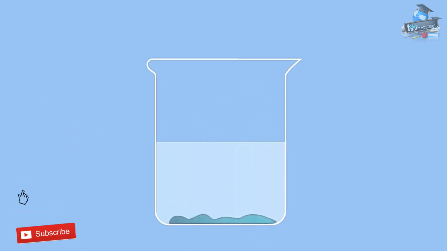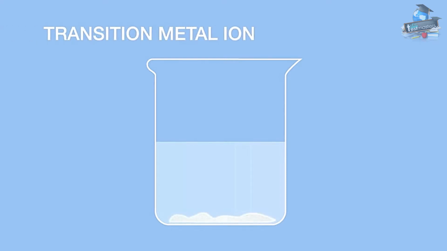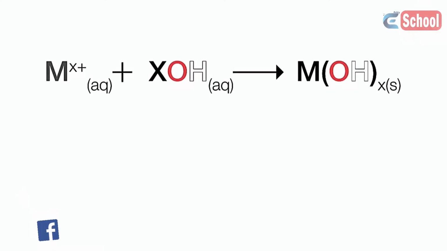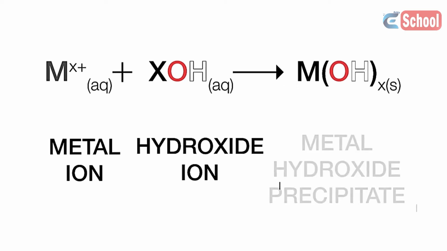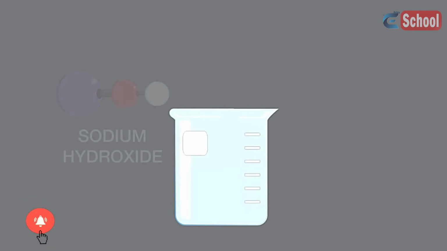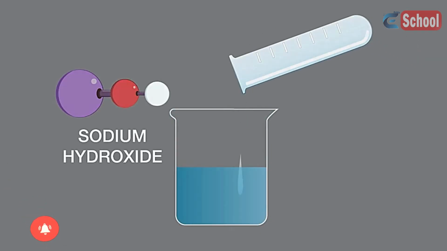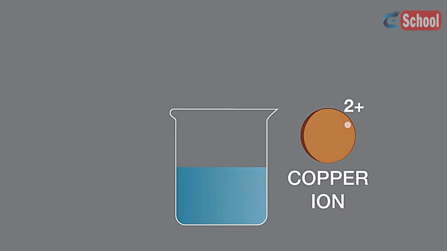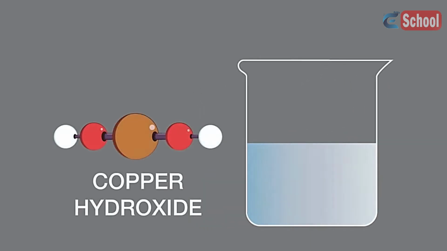The color of the metal hydroxide precipitate formed can help us determine the identity of the transition metal ion. The general equation for the reaction is: metal ion plus hydroxide ion gives a metal hydroxide precipitate. Addition of sodium hydroxide to a solution containing copper 2+ ions creates copper 2 hydroxide, which is a blue precipitate.